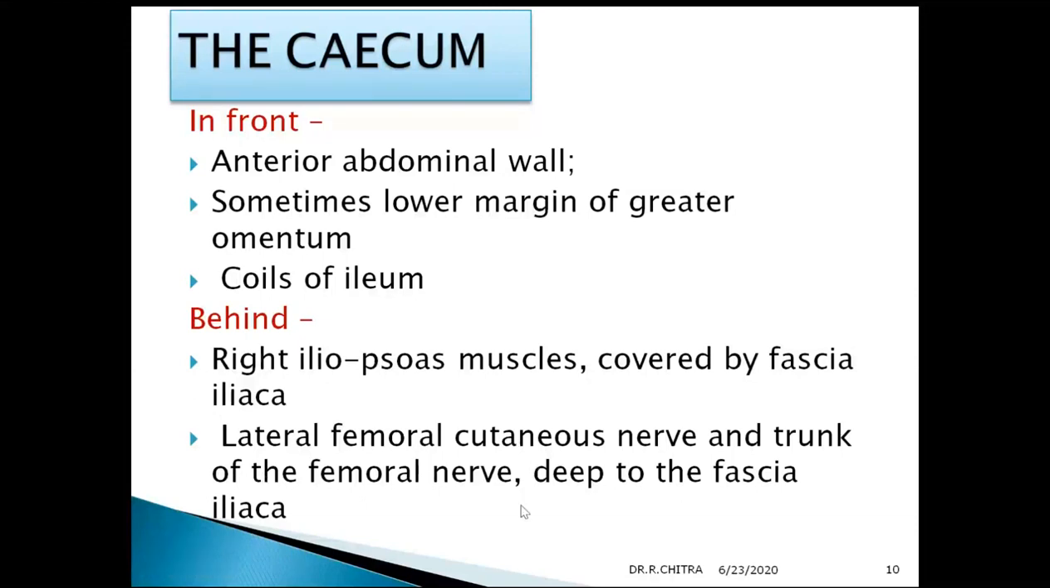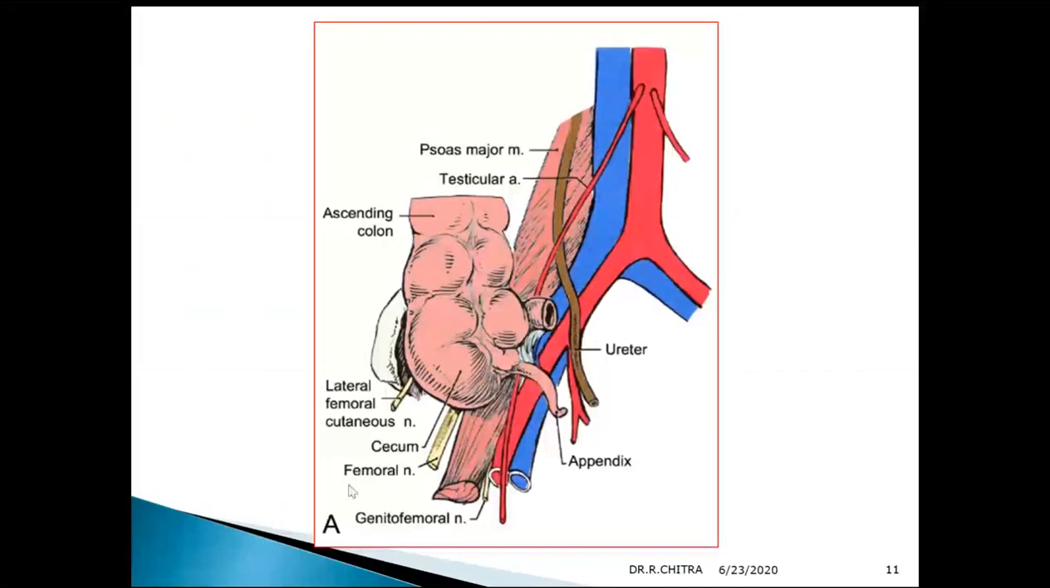So that's the simple way to remember the posterior relations of the cecum. This is a good picture to show the posterior relations of the cecum. This is the psoas muscle, right psoas major muscle, and this is the femoral nerve. One more nerve in this right iliac fossa. This iliacus muscle is not shown clearly, so this is the position of the iliacus muscle and psoas major muscles. Two nerves related to the cecum are the lateral femoral cutaneous nerve and the trunk of the femoral nerve.